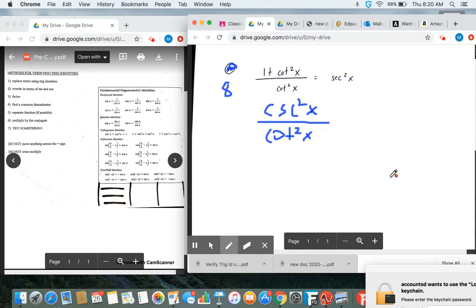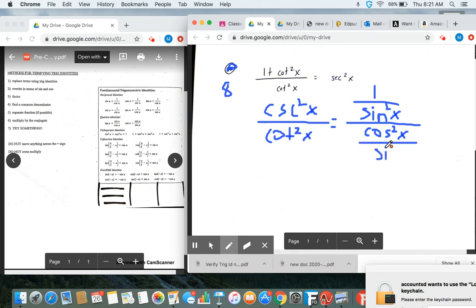So what I would do from this point is try to rewrite in terms of sine and cosine and see where you go. That's going to be the method that you use most often. It's going to be the most helpful. So the numerator, I'm going to rewrite as 1 over sine squared x. The denominator, cotangent, I'm going to make it cosine squared x over sine squared x.